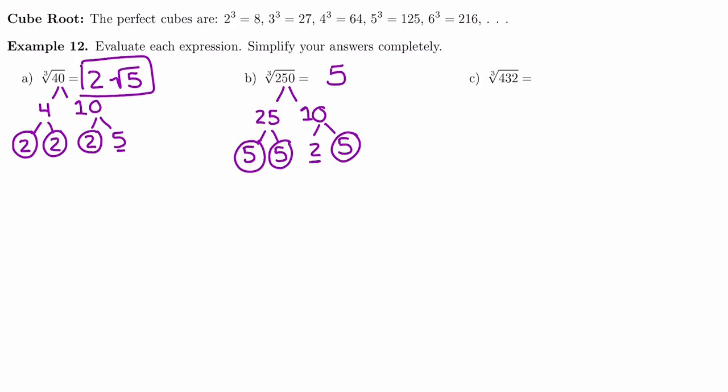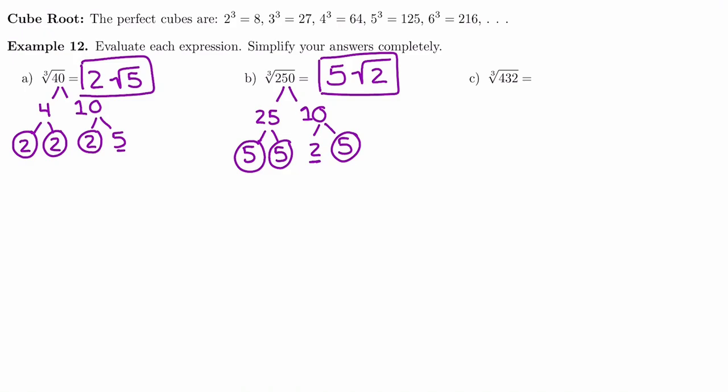Anything left over would go and be multiplied on the inside. All I have left over here is a 2, so that 2 is going to go on the inside. If I had a 2 and a 3 left over, I would have a 6 on the inside, but I just have a 2 to throw in there. The next number we have is the cube root of 432.